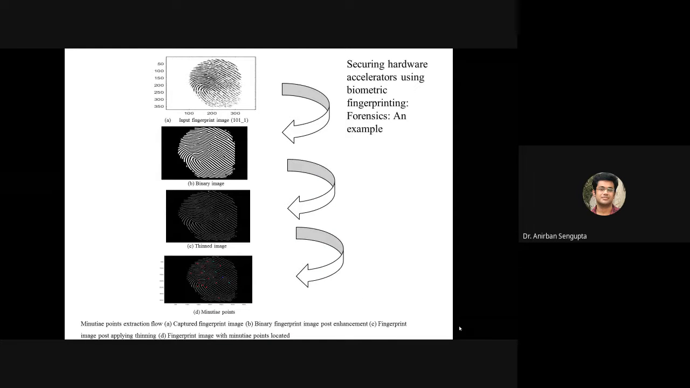So in the binarization, we can see how the fingerprint looks, and then we convert that into a thinned image where we reduce the pixel width, and then we have the minutia points, where the two types of minutia points could be bifurcation or ridge endings. So we have the captured fingerprint image, then the binary fingerprint image post enhancement, then the fingerprint image post applying thinning, and finally the fingerprint image with minutia points located.